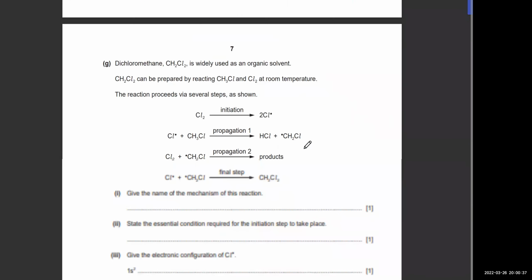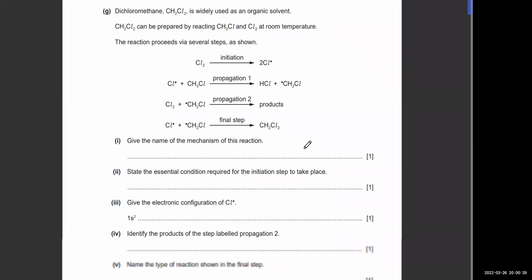Then, this is free radical. Give the name of the mechanism of this reaction. So this is free radical substitution.